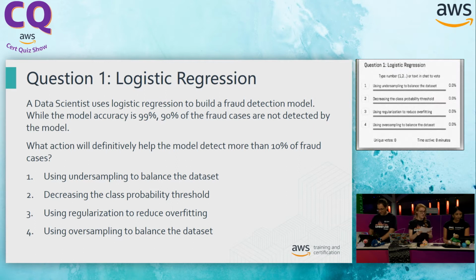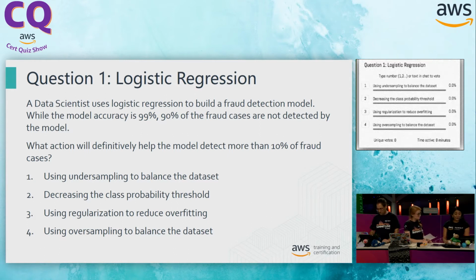A data scientist uses logistic regression to build a fraud detection model. While the model accuracy is 99%, 90% of the fraud cases are not detected by the model, Ash. What action will definitely help the model detect more than 10% of fraud cases?